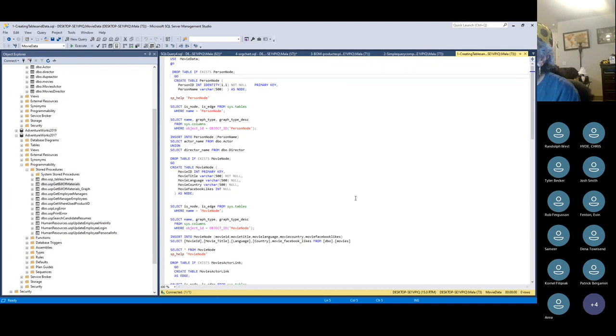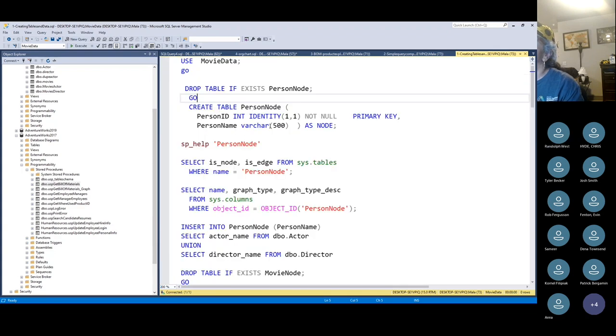Can you see? We can see SSMS. Is it possible to make it a little bit bigger? Yeah, I think, okay, here. Yeah, thank you. Perfect. That good? Yeah. Thank you.